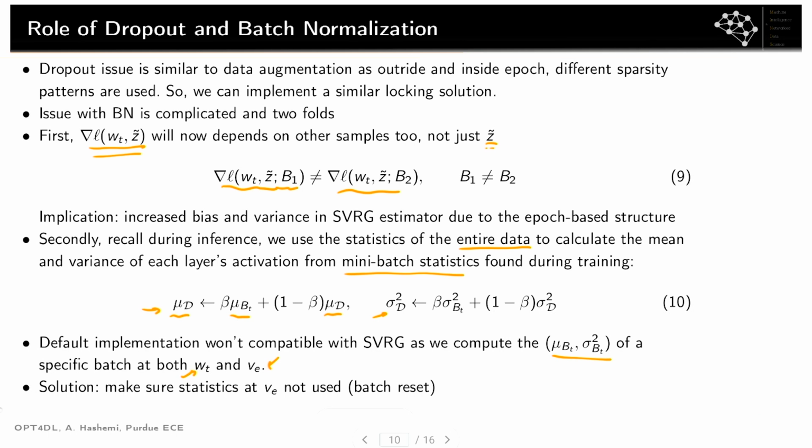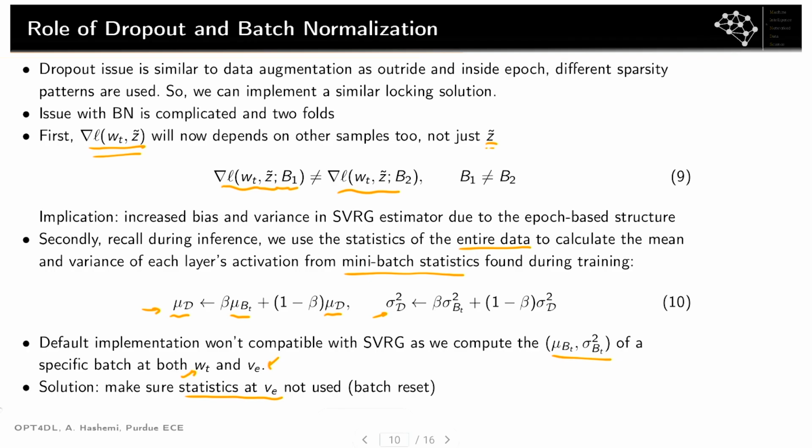Okay, so what the authors suggest is to use what they call batch reset, meaning that you should make sure that you're not using the statistics at the reference point in your calculation. Only use the statistics at the current model, which is WT. Okay. So there you go.